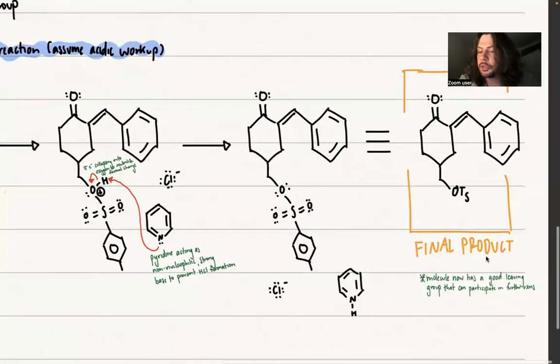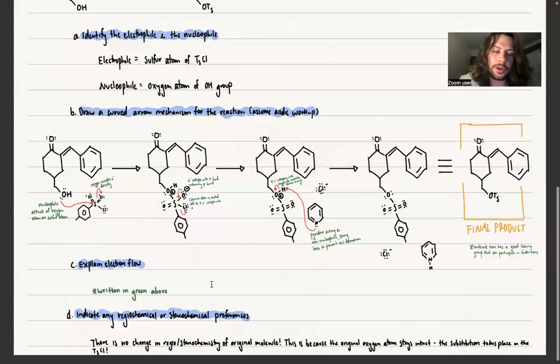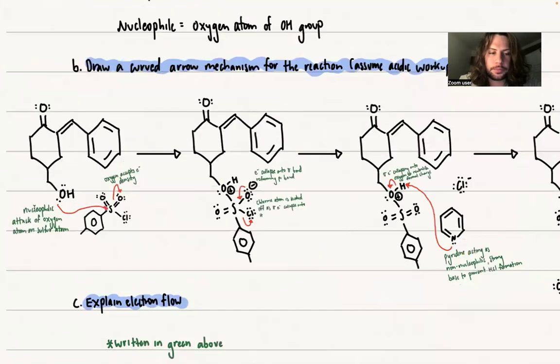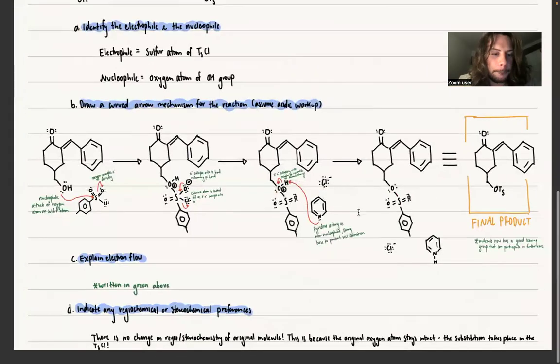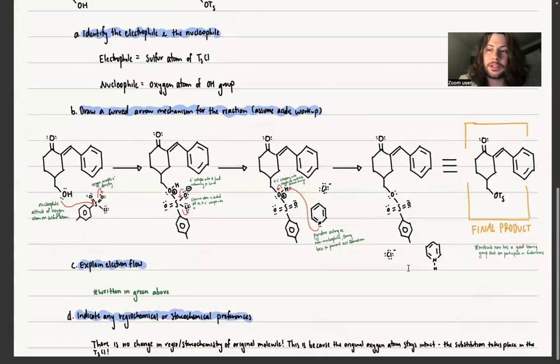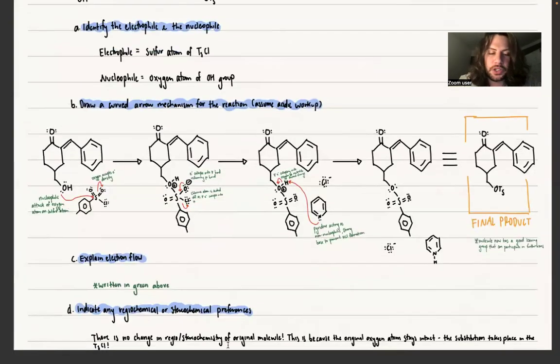This molecule now has a good leaving group that can participate in further reactions, like I mentioned before. So part C says explain electron flow. That was written here in green and also verbally what I have just done there. So we'll move on to the last question, D. D says indicate any regiochemical or stereochemical preferences. So in this reaction, there aren't going to be any regio or stereochemical preferences. The reason why is because the substitution that took place was actually within the tosyl chloride molecule itself, not at the oxygen atom of the original alcohol functional group.